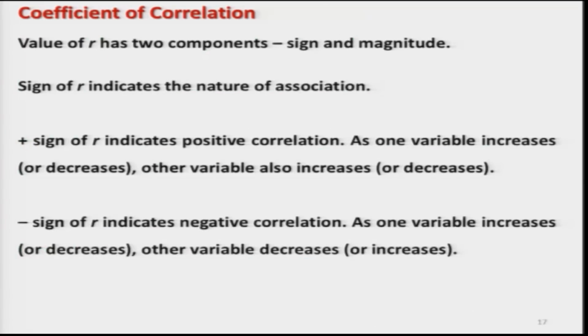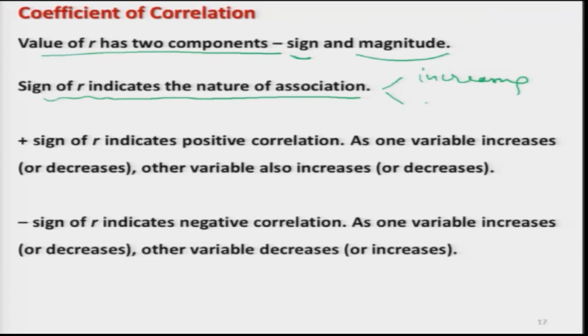So, now we have seen that the value of r has two components, one is the sign and another is the magnitude. The sign of the correlation coefficient indicates the nature of association. That means whether the relationship has an increasing trend or a decreasing trend. So, the positive sign of r indicates that there is a positive correlation.